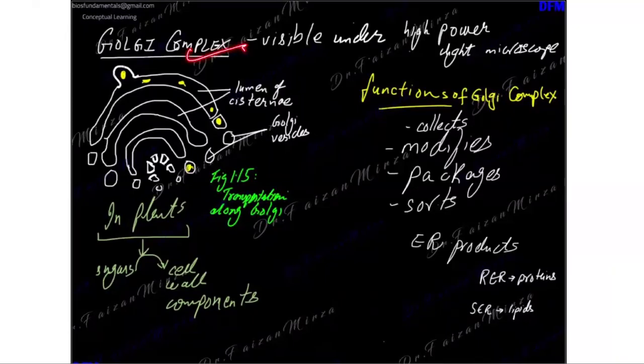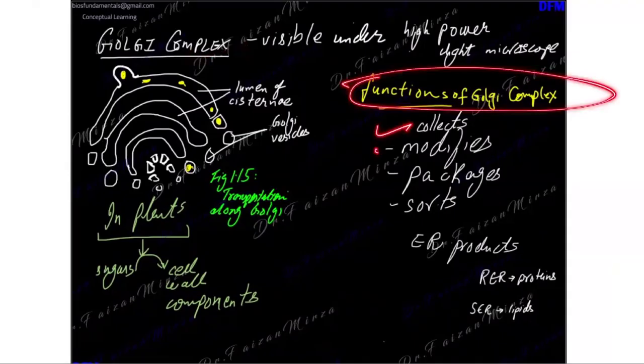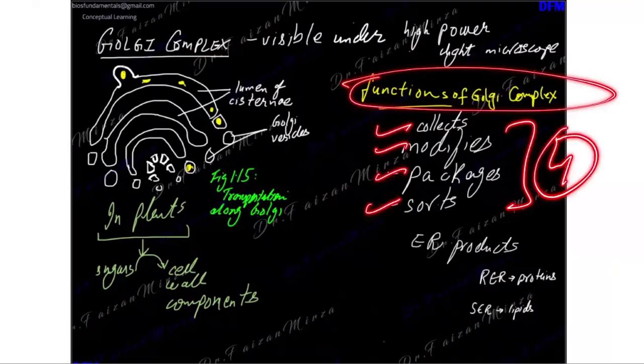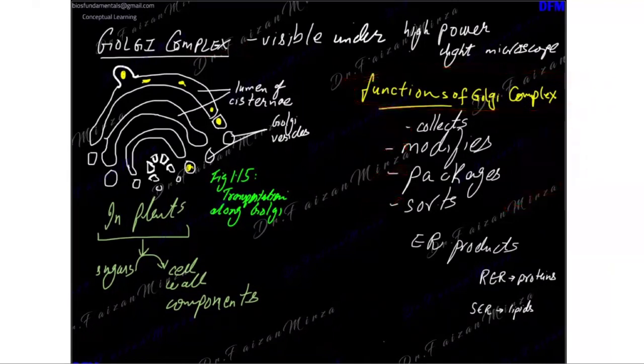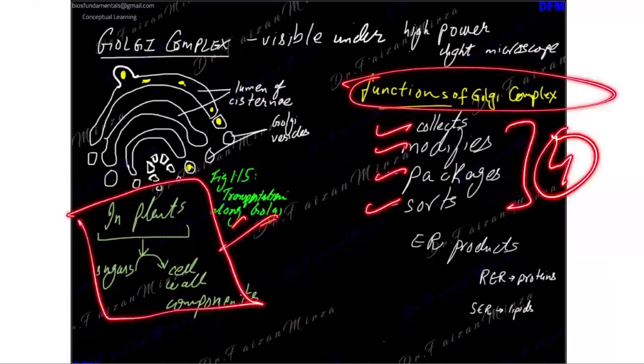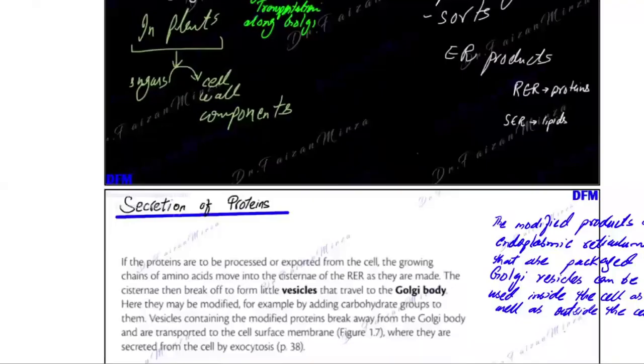Coming to Golgi, as continuing. So what's the function of Golgi? The function of Golgi is to collect, modify, package, and sort. These four basic functions of Golgi are carried out for the ER products, which could either be from rough ER or from smooth ER. Apart from this, in plants, Golgi perform an additional function of producing those sugars which are cell wall components.